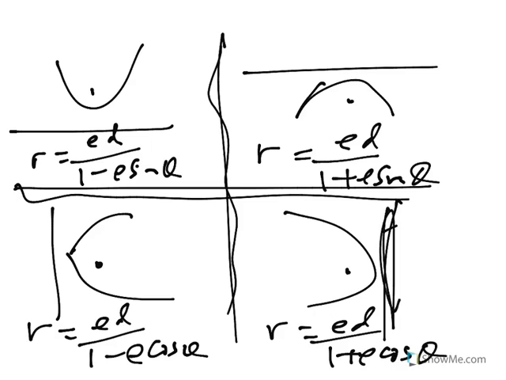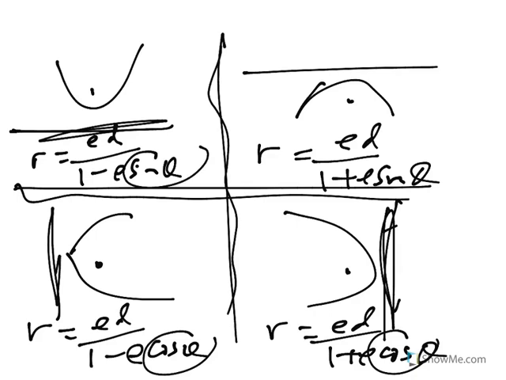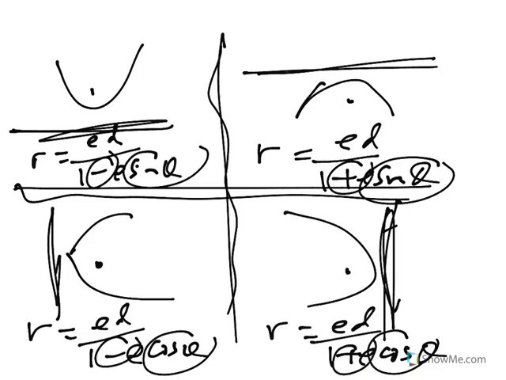If it's a vertical directrix, it's cosine. If it's a horizontal directrix, it's sine. If it's y equals something negative, it's going to be negative there. If it's y equals positive something, it's positive there. If it's x equals negative, this is a minus. If it's x equals positive, it's positive. There you go.